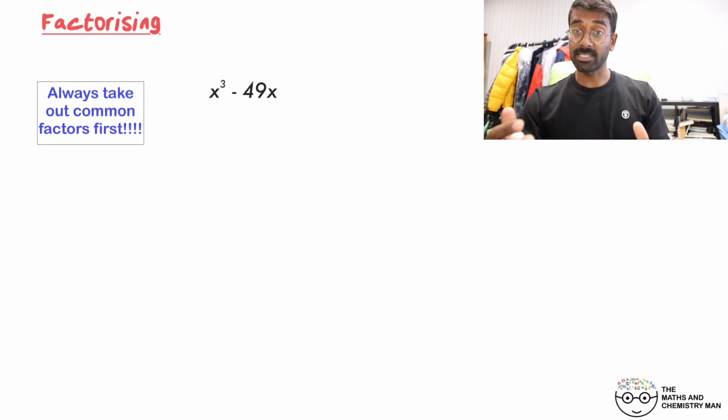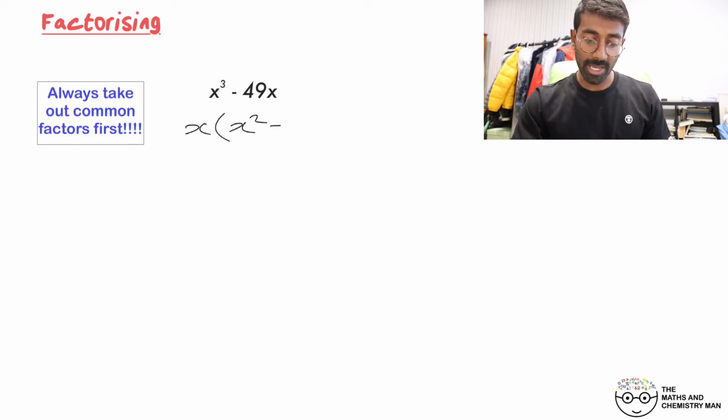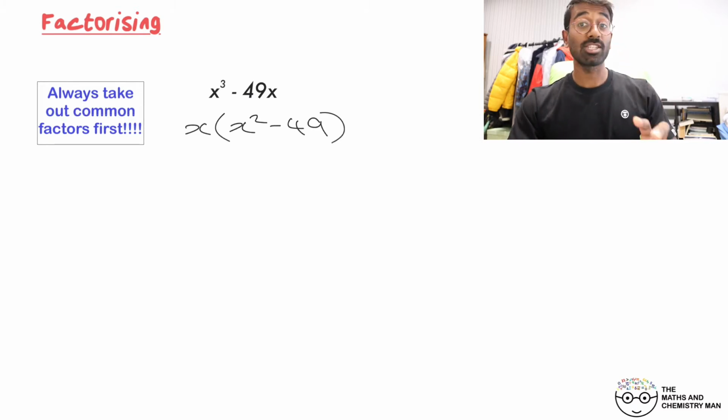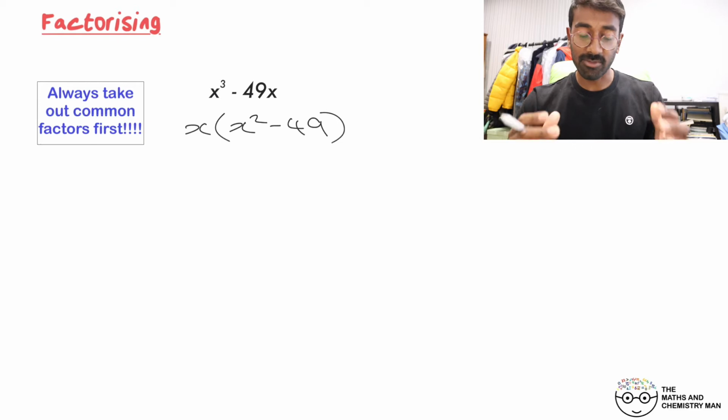Now, next, here's another cubic. Let's look at factorising this. Now, what's the common factor between x cubed and this minus 49x? That's just going to be an x. And so if you take an x out, what's left behind? Well, you've got x squared minus 49. But with this one, you're actually not finished. You can factorise this further.